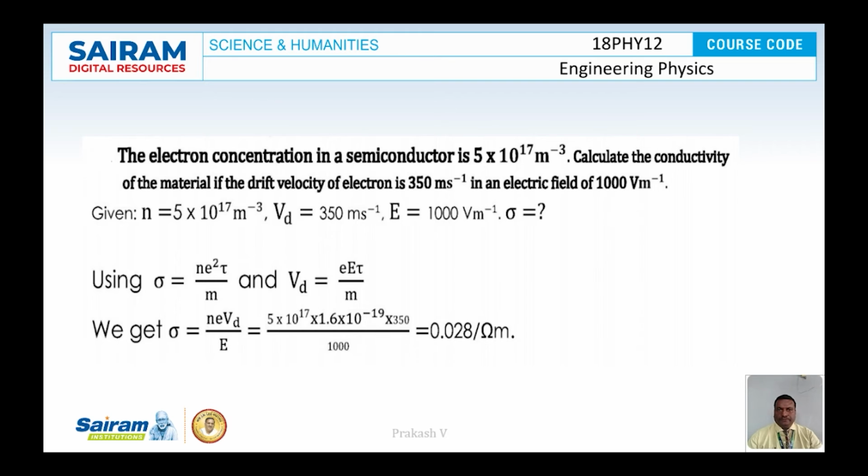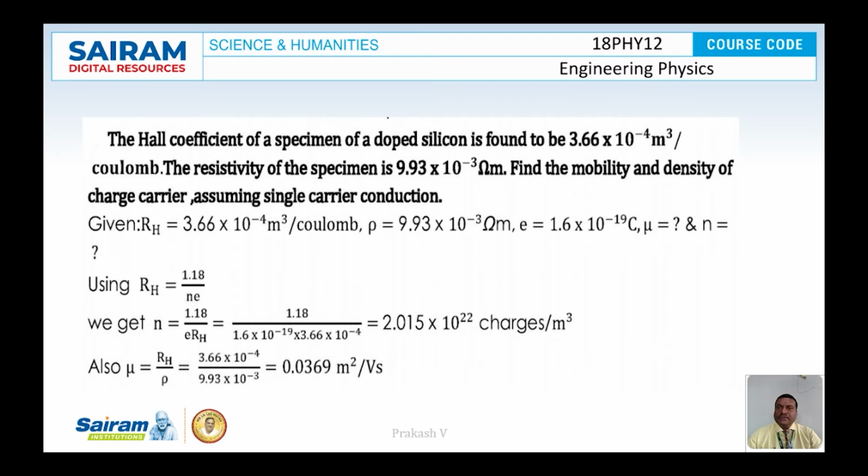This is the way of calculating the parameter asked in this problem. Now another problem: the Hall coefficient of a specimen of doped silicon is found to be 3.66 into 10 to the power minus 4 meter cube per coulomb. The resistivity of the given specimen is 9.93 into 10 to the power minus 3 ohm meter. Find the mobility and density of charge carrier assuming single carrier conduction.